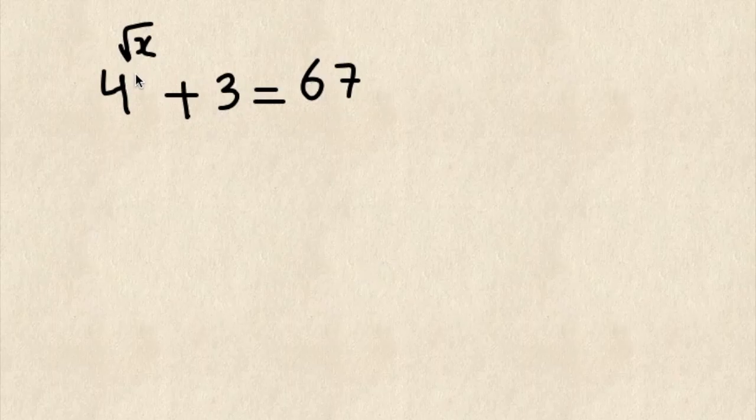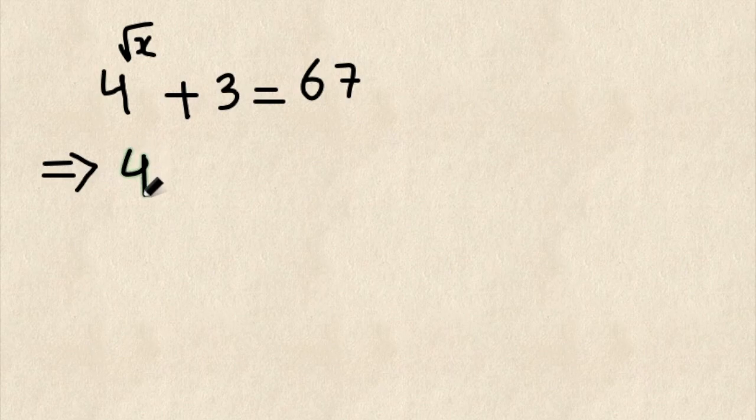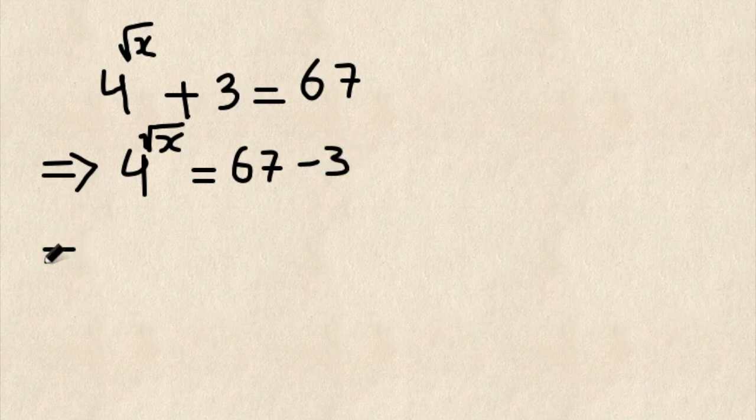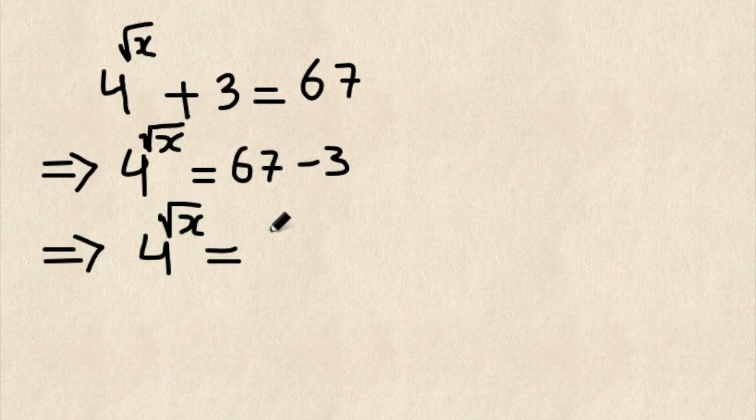In this video, we will need to find the value of x which satisfies this equation. Starting with the first step, we have to move this plus 3 to the right hand side. We have 4 power 100x on the left hand side, and on the right hand side we get 67 minus 3. This implies 4 power 100x is equal to 64.